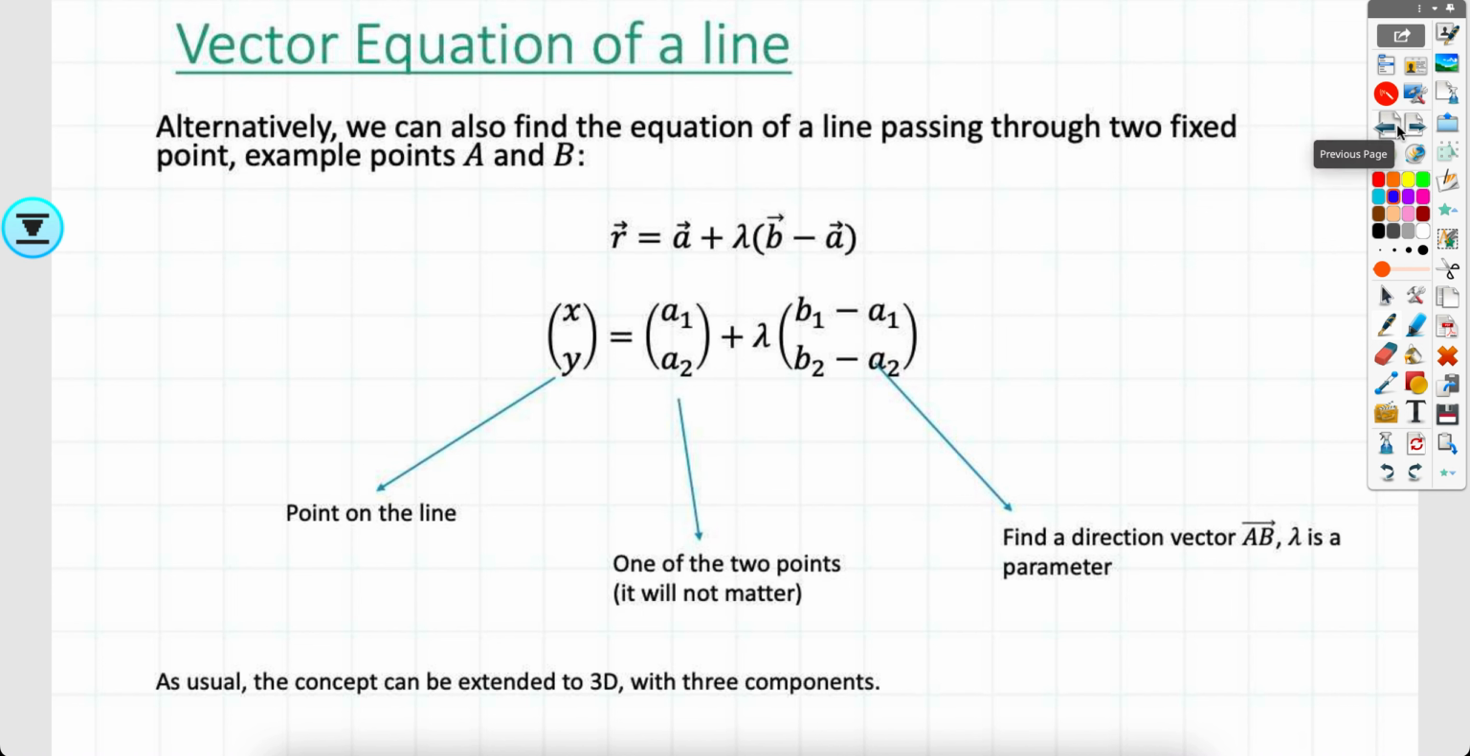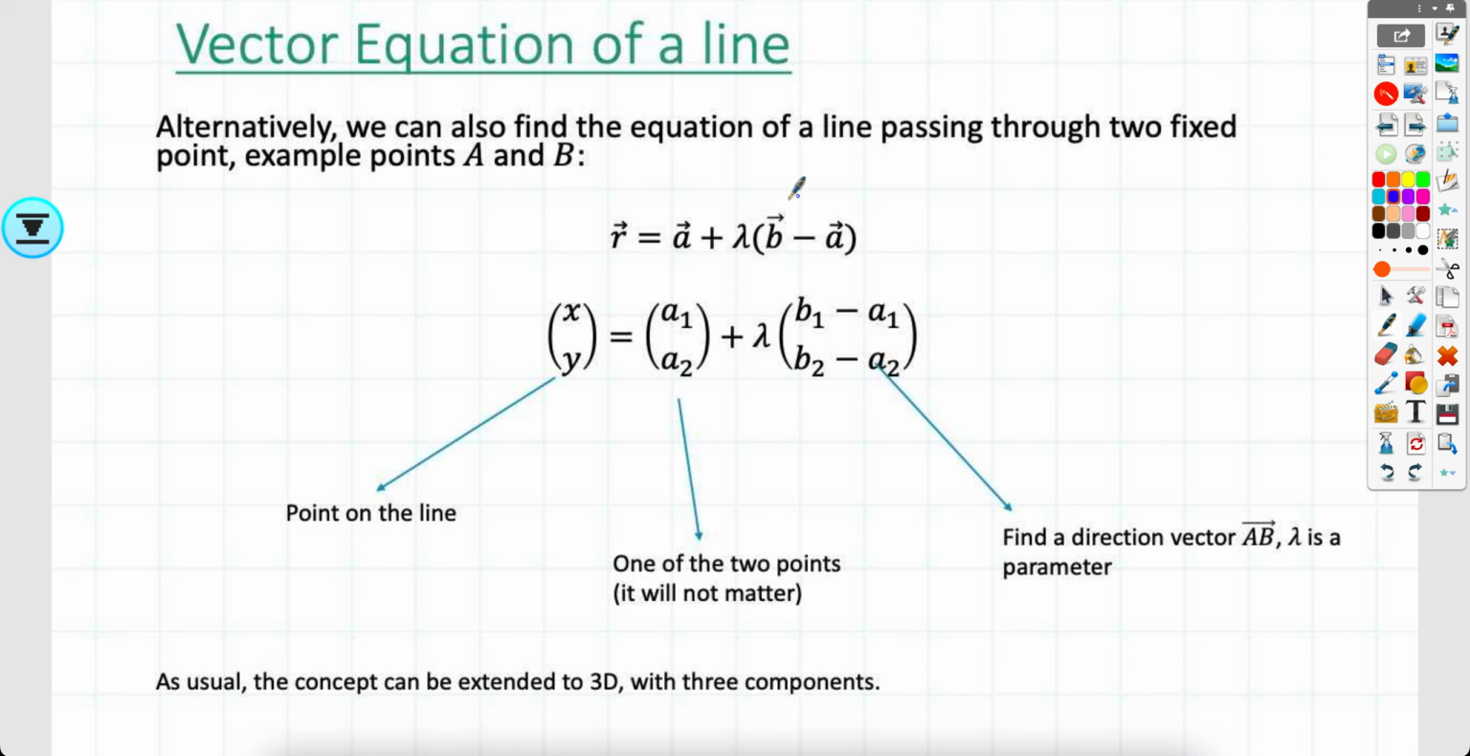Now, what if I don't have a point and a parallel line? What if I want a line that goes through two fixed points? Again, something typical that you might have seen when dealing with straight lines. I could give you a gradient and a point, or I could give you 2 points and tell you to find the equation of a line that goes through 2 points. Same idea with vectors. I'll give you 2 points and I want a line that goes through them.